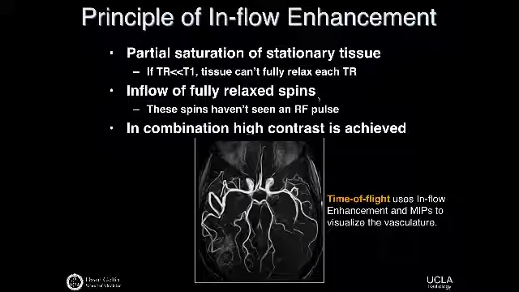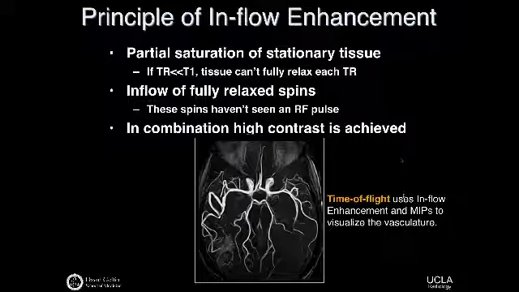And those inflowing spins are fully relaxed, right? They've never seen an MR RF pulse. They were coming from my heart or returning from my brain, and they're brand new and fresh, and they've got fully recovered Z magnetization. So those inflowing spins effectively haven't seen an RF pulse. And as a consequence, they have a lot of magnetization to give to your signal. And so in combination, this partial saturation of things that are stationary and the inflow of things that are totally relaxed gives you really high contrast. And that's the principle that underlies what we call time of flight imaging.